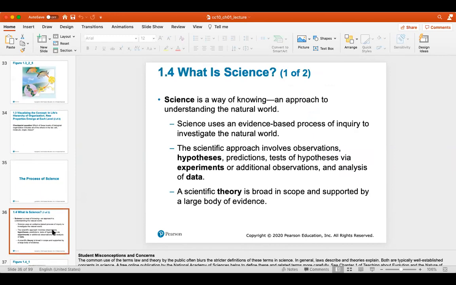The process of science is a way of knowing. It's an approach to understanding the natural world. And we talked a lot about this in our first lab for the week. Science uses an evidence-based process of inquiry to investigate the natural world. The scientific approach involves observations, hypotheses, predictions, tests of those hypotheses via experiments or additional observations, and analysis of the data. And a scientific theory is broad in scope and supported by a large body of evidence.